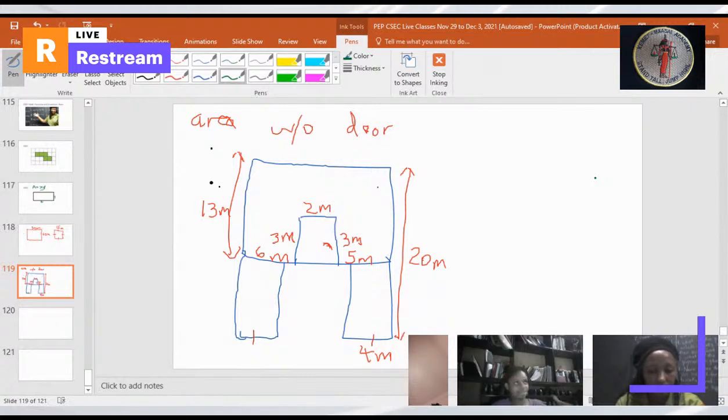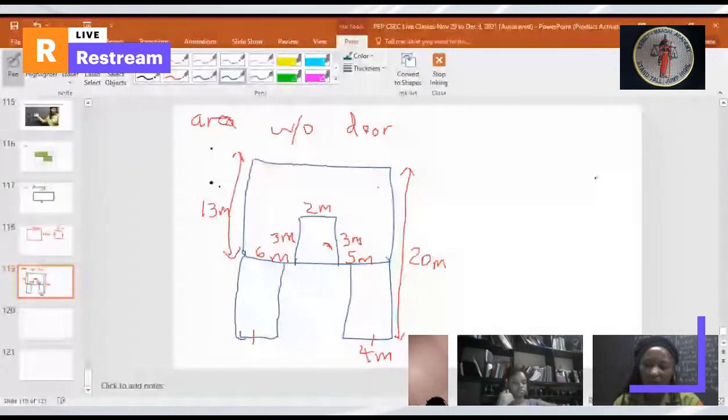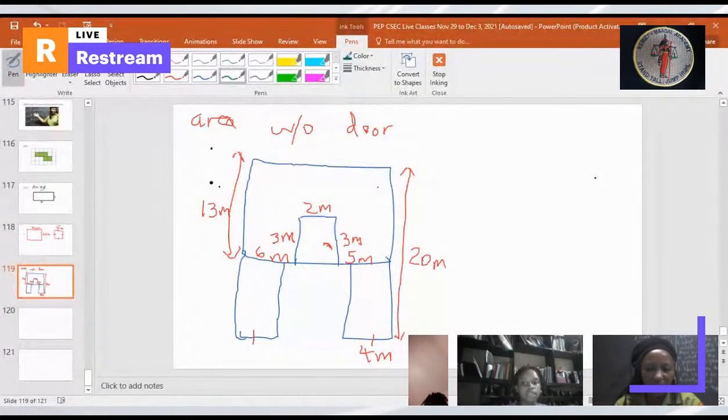Since we know the width is 13 meters, we'd have to find the length, which is kind of already given to us because they gave us the measurements inside. Hold on. The width of what? Oh no, 13? The length of the top rectangle. Okay, and this distance is what? Yes, miss, that's what I'm saying now.